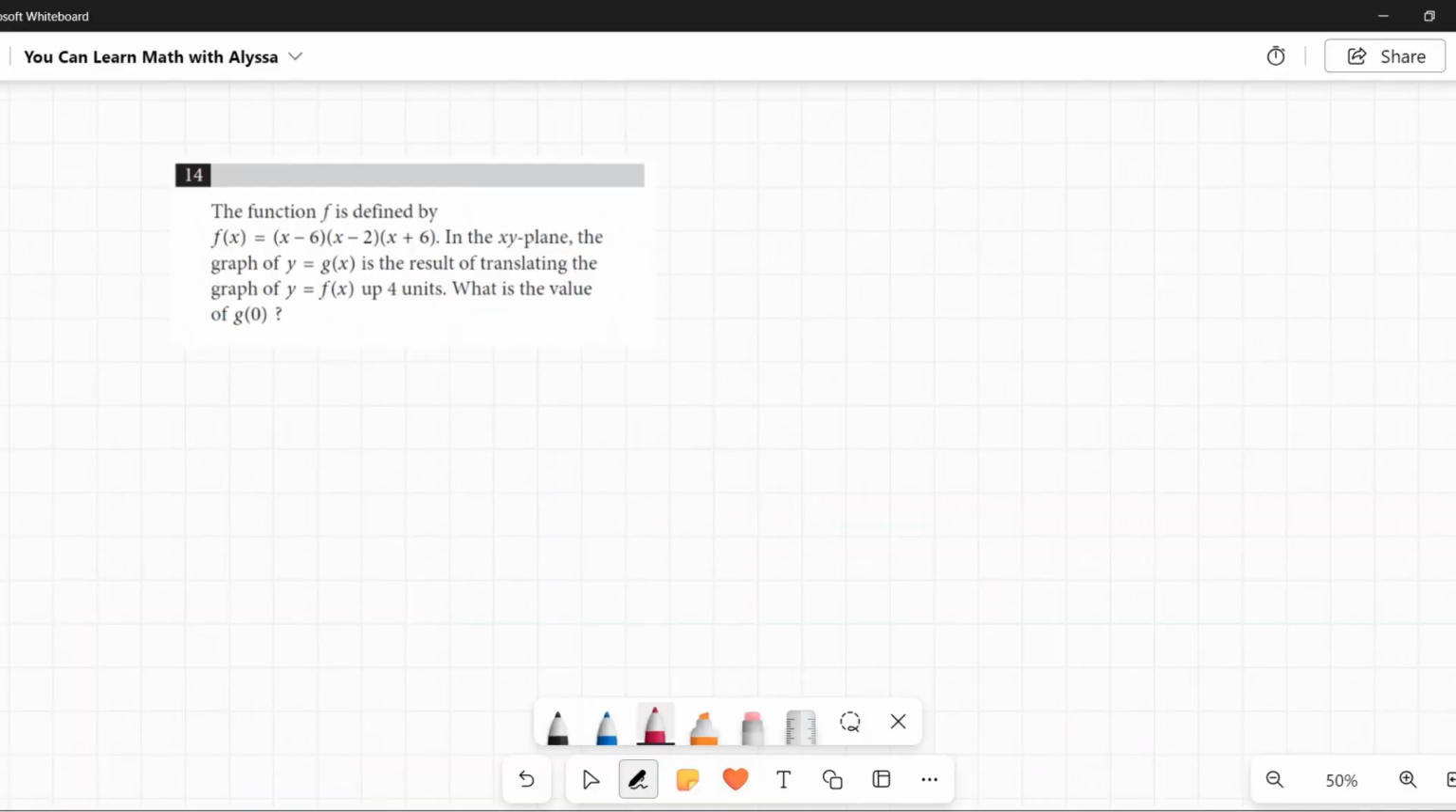Number 14. The function f is defined by f of x equals (x minus 6) times (x minus 2) times (x plus 6). In the xy plane, the graph of y equals g of x is the result of translating the graph of y equals f of x up 4 units. What is the value of g of 0?